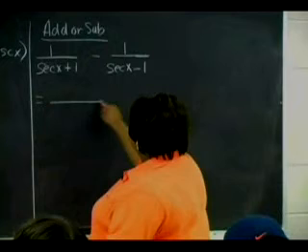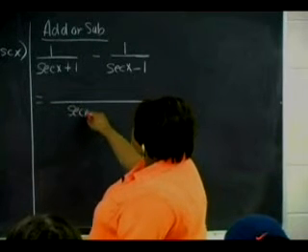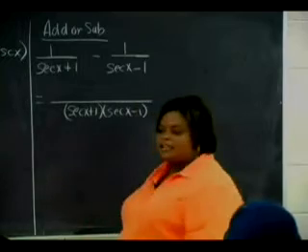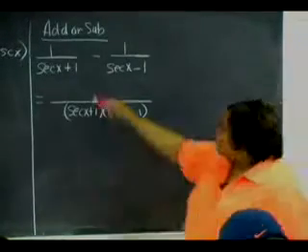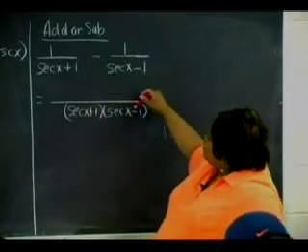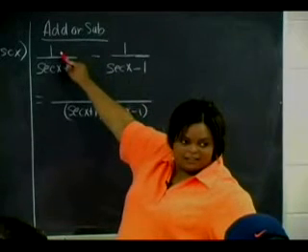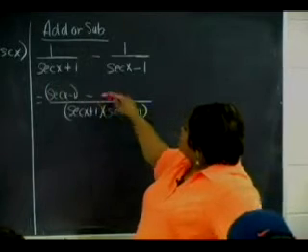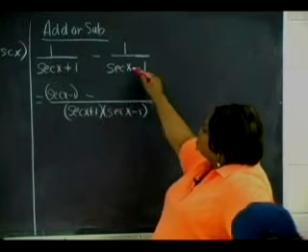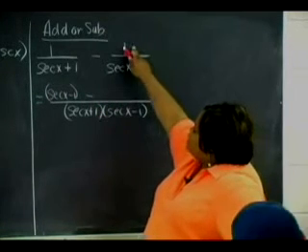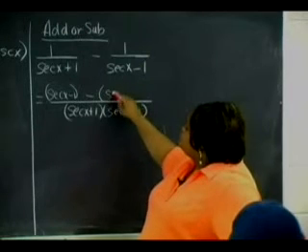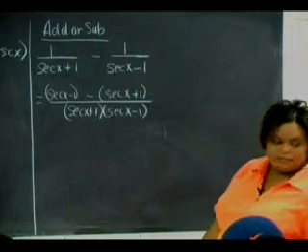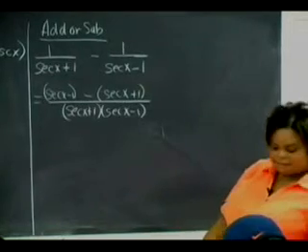What's our common denominator? Secant x plus 1 times what? Secant x minus 1, right? So if we look from here to there, we have a secant x minus 1 that we don't have here. So we multiply that numerator by secant x minus 1. Here, we have a secant x plus 1 that we don't have here. So we multiply that numerator of 1 by secant x plus 1. Y'all remember that finding common denominator stuff?